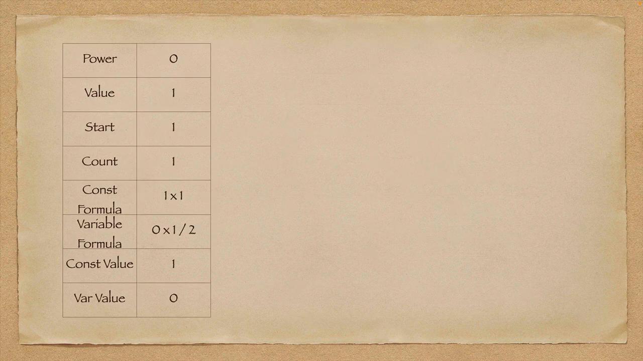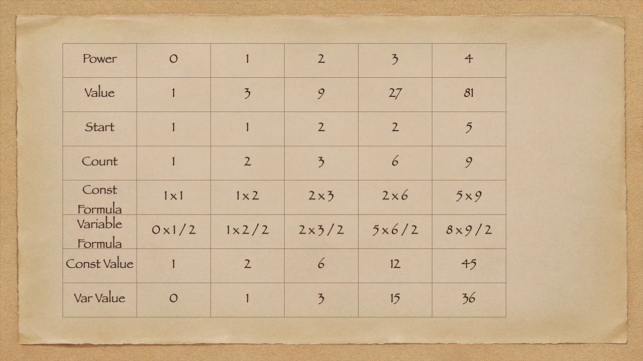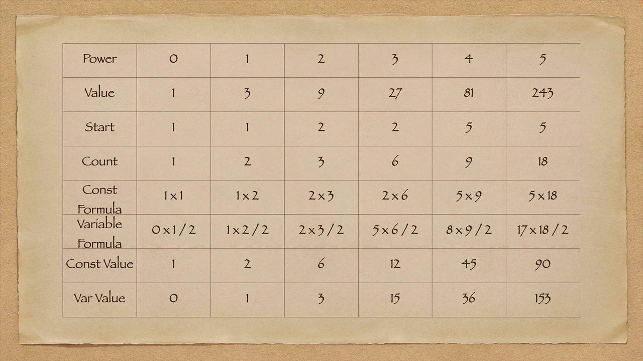So now let's go and solve our problem from the beginning. So we knew all of this. This is what the problem stated, right? It's already given for the powers of 0 till 4. Now let's come to power of 5. So 243 is the value. The starting value is 5. The count is 18. So the constant is 5 times 18. The variable formula is going to be 17 times 18 divided by 2. In other words, constant value is 90. The other one is 153. Adding that together, I get 243.